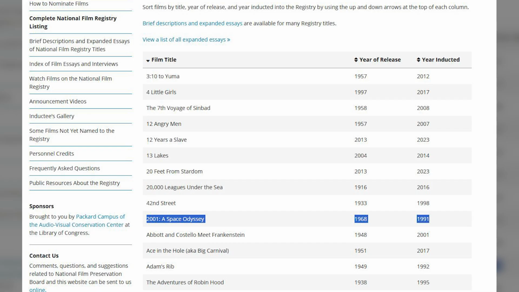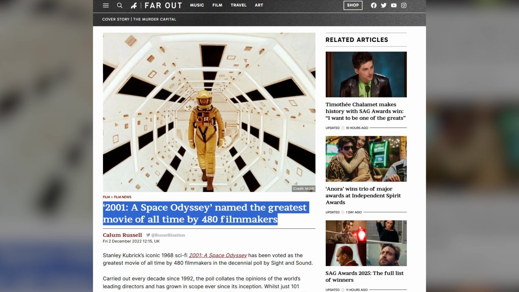Like a number of other Kubrick movies, this was included into the Library of Congress's National Film Registry. It is also on countless lists from noted film critics of their best movies of all time. And I mean, Jesus Christ, just look how long the Wikipedia pages are on this movie.